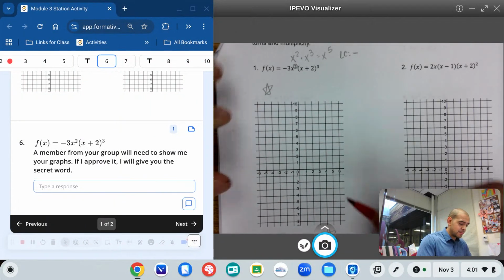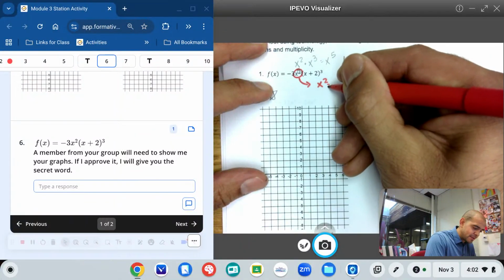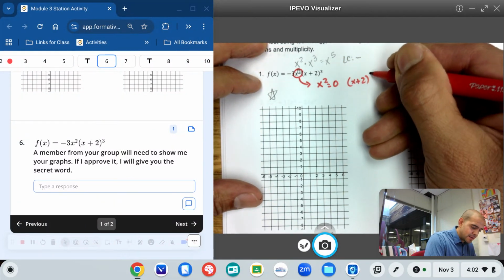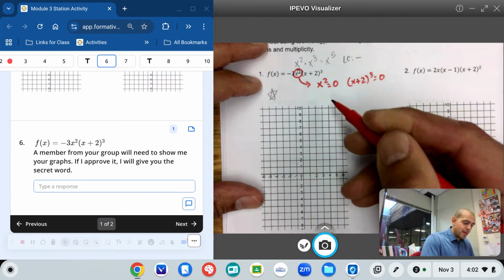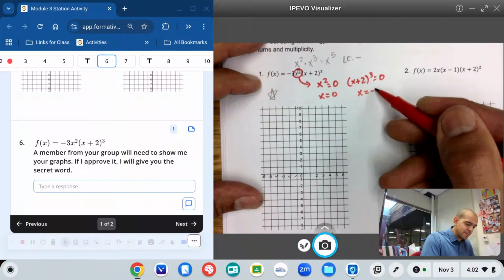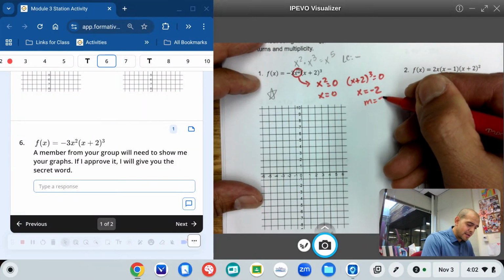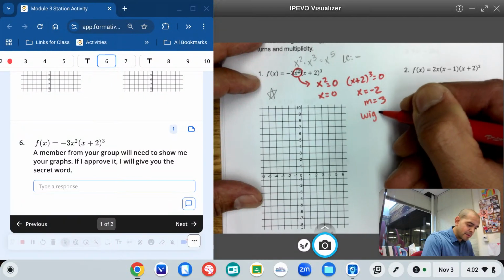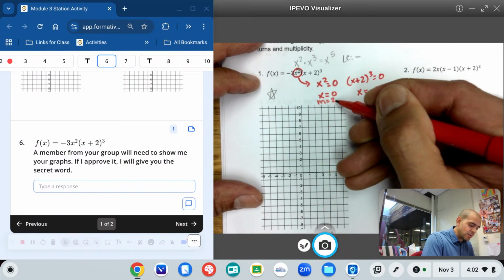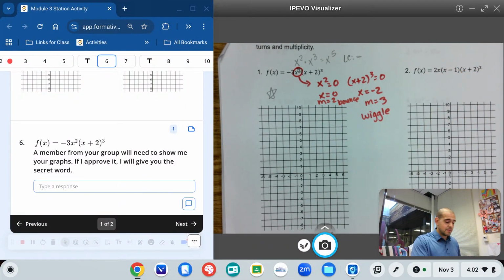Let's find our roots. We're going to take this root, set it equal to 0. X squared is equal to 0. And then x plus 2 to the third equals 0. Here x is 0 and x equals negative 2. Now, we have to be aware that this has a multiplicity of 3. So that means it's going to be a wiggle. And here at 0, we have a multiplicity of 2, which is going to be a bounce. So we're going to draw a rough sketch of this.